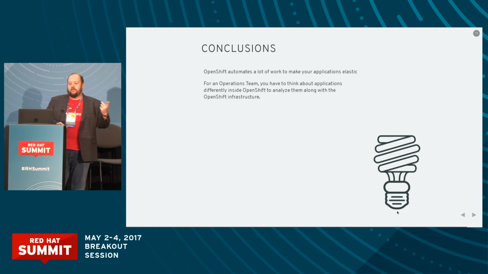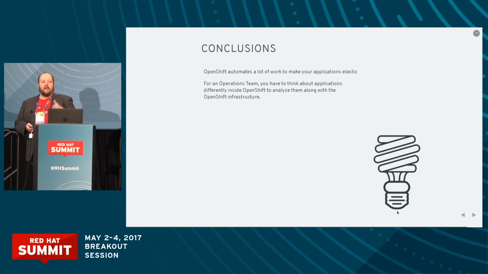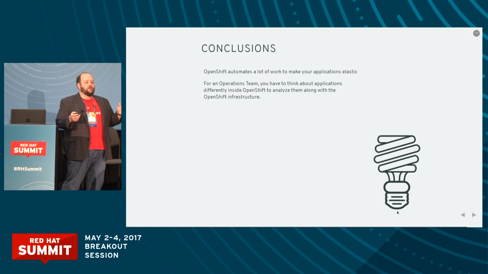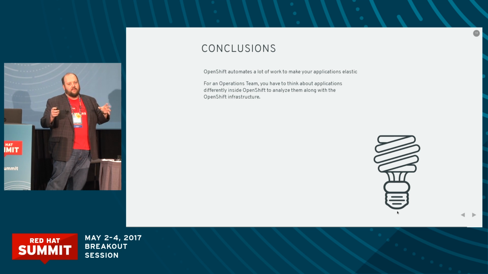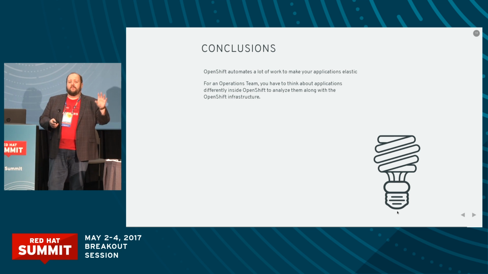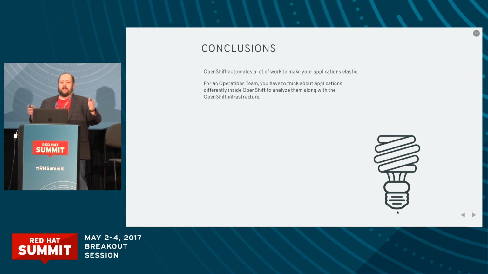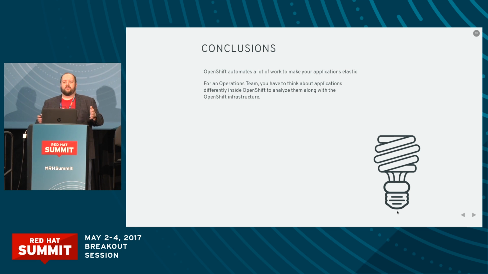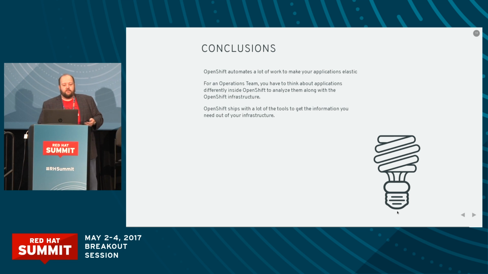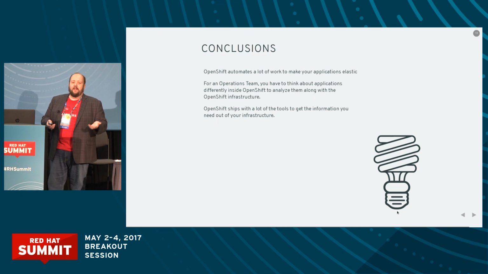For an ops team, you have to think about applications differently inside OpenShift. But you can analyze them with traditional tooling. And you can take that traditional tooling and make that the first step to getting them effectively into your monitoring applications, into your change management controls, into your mainstream ops pipeline. You don't have to treat containers like unicorns anymore. OpenShift ships with a lot of the tools to get the information you need. It's Linux. We're just manipulating Linux a little differently.